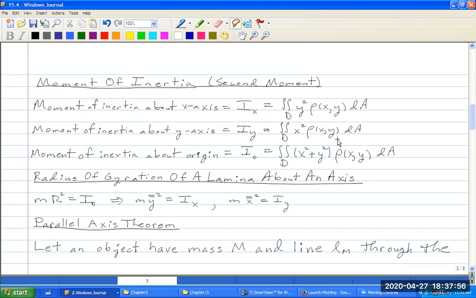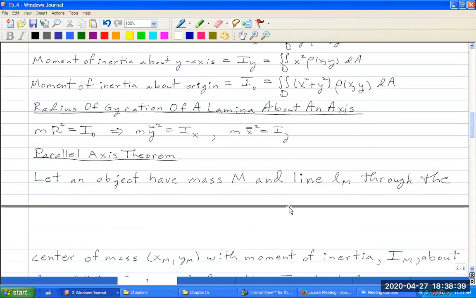The radius of gyration of a lamina about an axis is, well, let's define m r squared as I sub 0. Which means that m y double-bar squared is I sub x, and m x double-bar squared is I sub y.